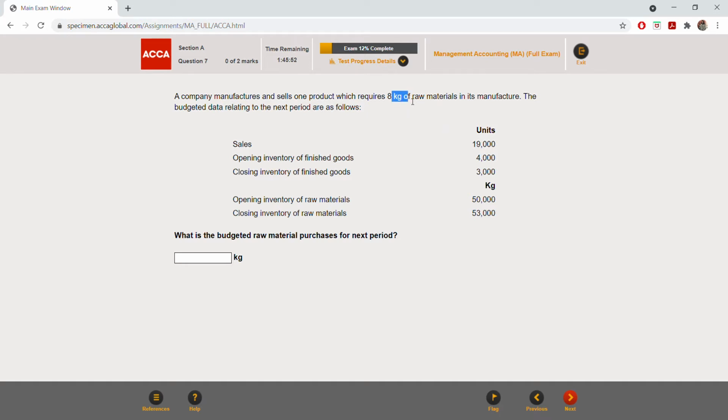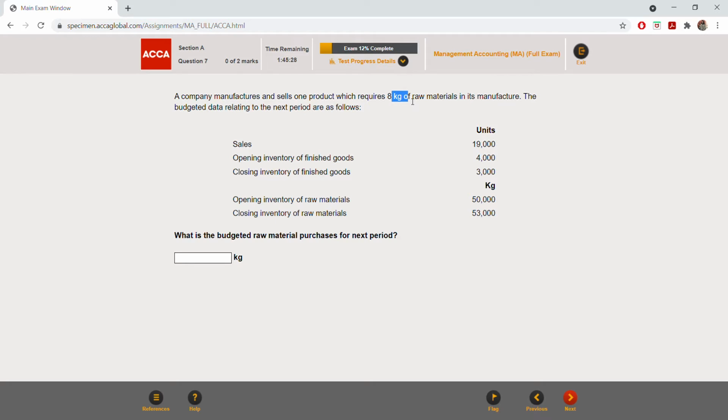Then you are getting 144,000 kg. Okay. So, material purchase budget. There are three things you have to calculate: production budget, material usage budget, and material purchase budget. The third one we are calculating now, material purchase budget, is the usage, whatever you got just now, 144,000 kg, plus your closing inventory minus opening inventory.